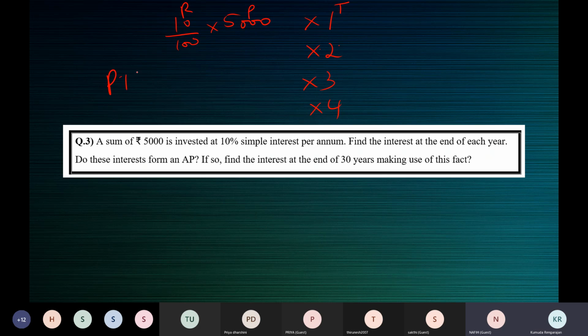So when you find PTR by 100 and you substitute 5,000 into 30 years into rate 10 by 100, you have calculated the interest for 30 years, not for the 30th year. So the interest at the end of 30 years is A30 and not S30.